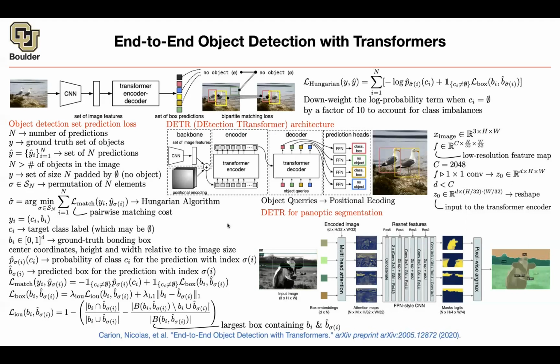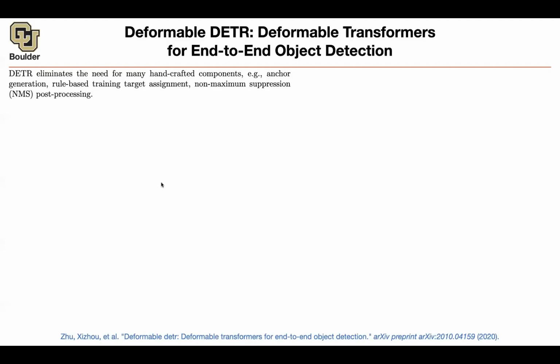The next one is also about DETR. It's an extension of it. DETR is a very nice method because, unlike the type of methods that were based on CNNs, here you are getting rid of a lot of handcrafted components. And what do I mean?